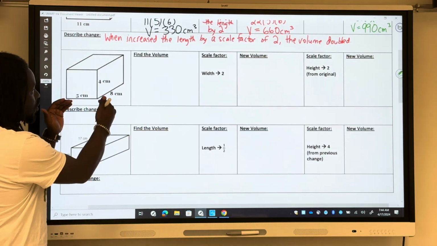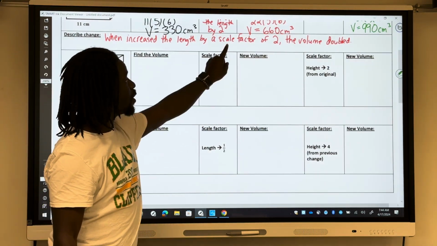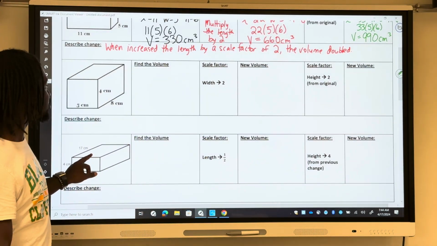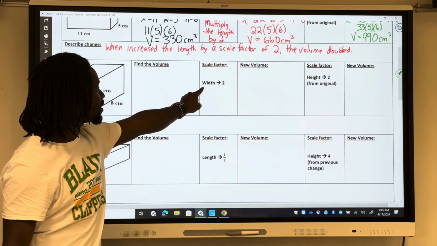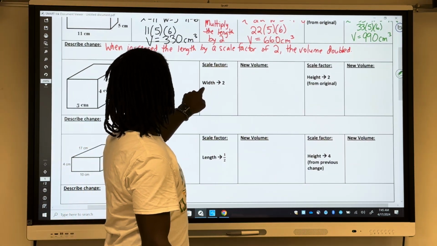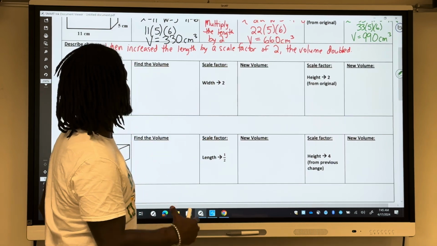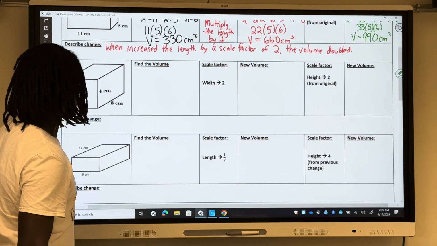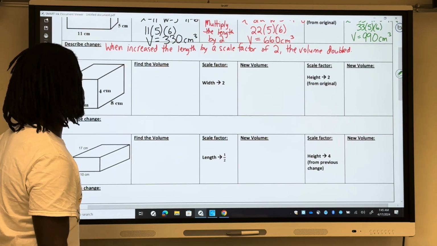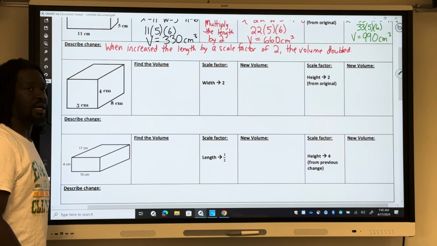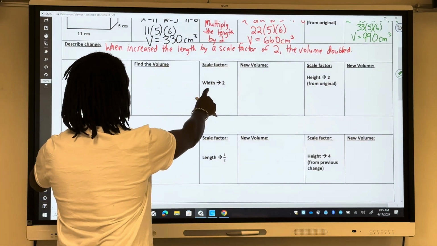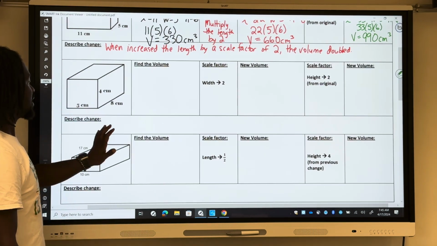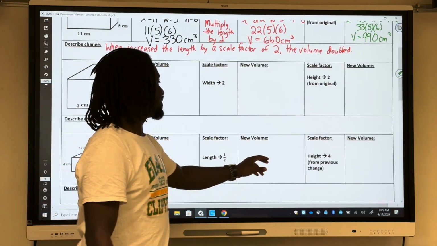So again, what we're doing is what we just did, but this time we're changing different attributes. We're changing other dimensions. So make sure you pay close attention to which dimension you're increasing by which scale factor, and then take a look at what happens when those things change. All right, so do that. Again, the middle one is when you're changing a width by 2, and then when you change the height by 2, you're going to see what that relationship is. Then the same for length and height.